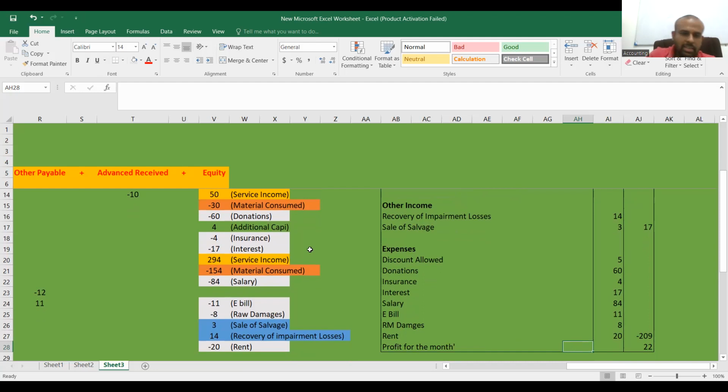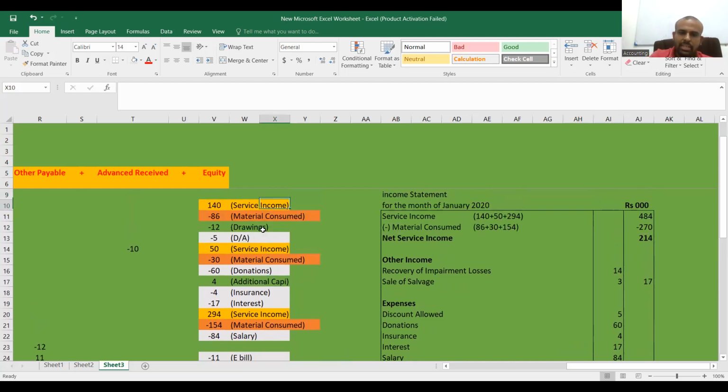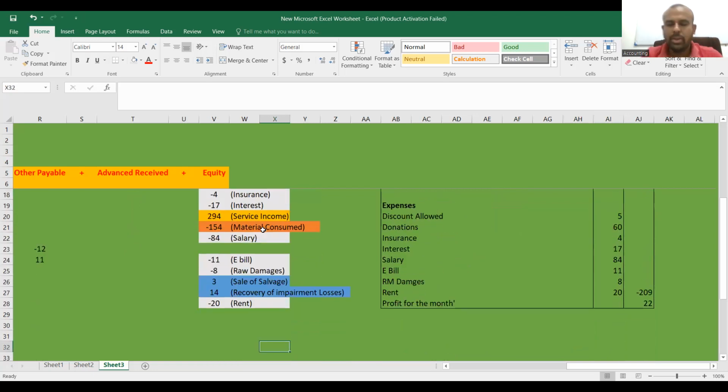You can see here the additional capital and the drawing you won't consider as an income or expenditure. Right? Okay. This is all about the 2020 accounting equation past paper question. Right? Okay. Thank you, everyone.